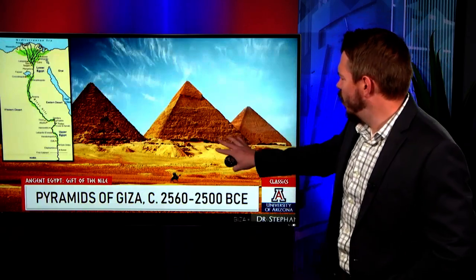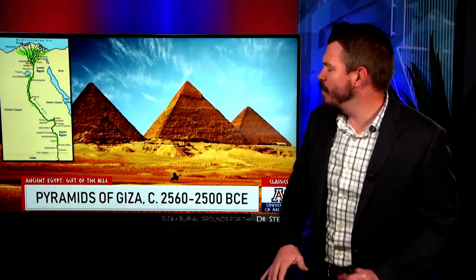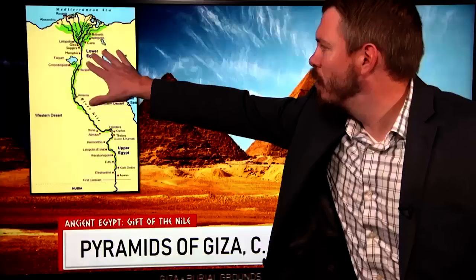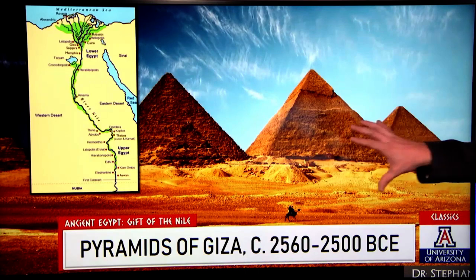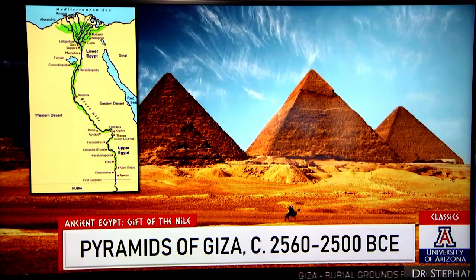So let's take a look at Giza here, to give you a sense. Giza is up here in Lower Egypt, and what we're looking at is essentially the burial place of the kings who ruled in the town of Memphis. We see the pyramids themselves, serving again as tombs for the royal family.